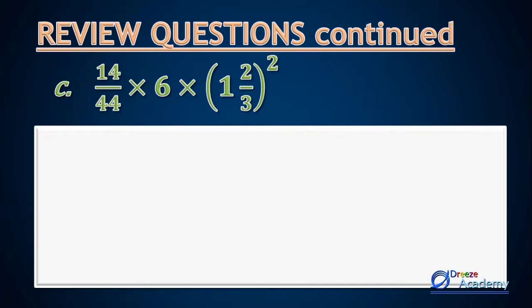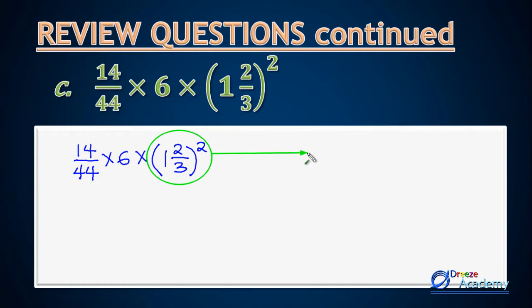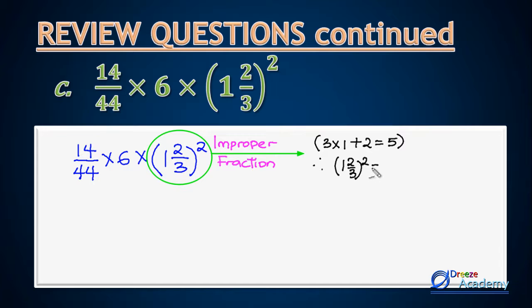Okay, let's start by resolving the fraction inside the bracket. Expressing the mixed fraction as an improper fraction, we'll say 3 times 1 plus 2 equals 5. So 1 whole number 2 over 3 as an improper fraction is 5 over 3. Now, to remove the bracket, multiply the fraction 5 over 3 twice. That is the meaning of the square on top.